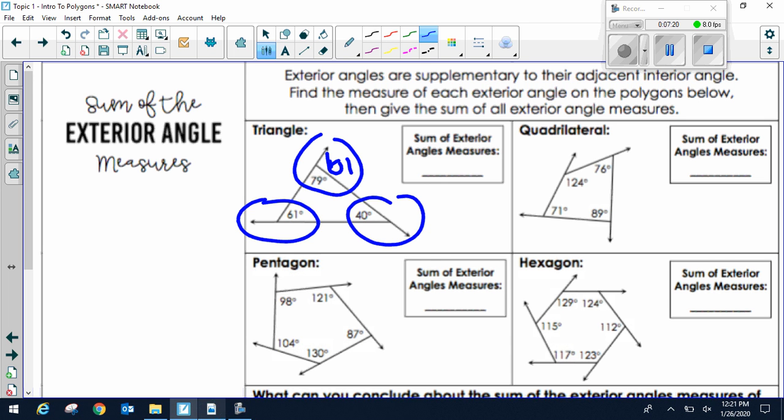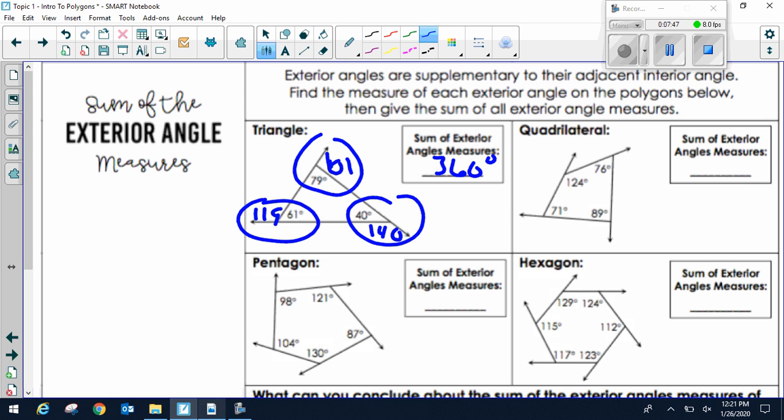So that's 101 there. 180 minus 40 would be 140. And then 180 minus 61 would give you 119. Now, if we added all those numbers up, 119 plus 101 plus 140, you get 360 degrees. Let's take a look at the quadrilateral.